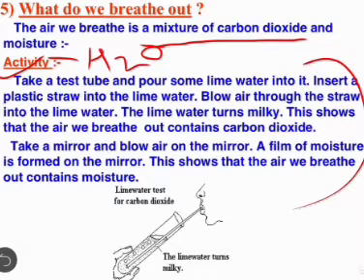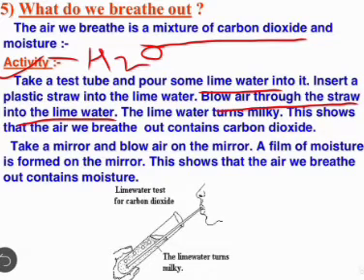This is clear from this activity. Take a test tube and pour some lime water into it. Is it clear? Now pass the carbon dioxide through lime water, or blow air through the straw into the test tube which contains carbon dioxide. So the lime water turns milky in color.